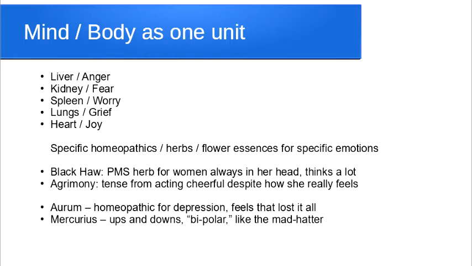And of course, there are homeopathics that can also be matched with specific emotional states. Aurum is a classic for depression, someone who feels that they've lost it all. Not just depression, but someone who felt that they had a lot and now it's gone. Mercurius, ups and downs, bipolar type states. There's a lot more to these descriptions, but when someone gives specific descriptions of their emotional state, that can lead to very specific remedies or herbs.